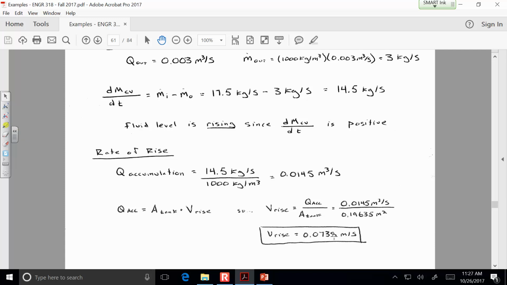0.0738 meters per second. Who got that? All right, great. Very good. Any questions about this example before we move on?